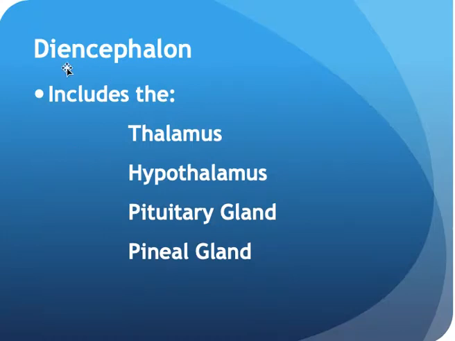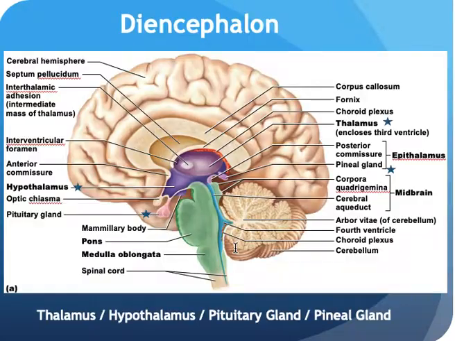So now we get to the diencephalon, okay? And these are the things that it's going to include. Again, we want to make sure that we can label them, and we want to know just the basic function of each of these structures, okay? So the diencephalon is going to be your thalamus, and it's mostly that middle part of the brain. So thalamus, hypothalamus, pituitary gland, and we're going to have this pineal gland, okay?